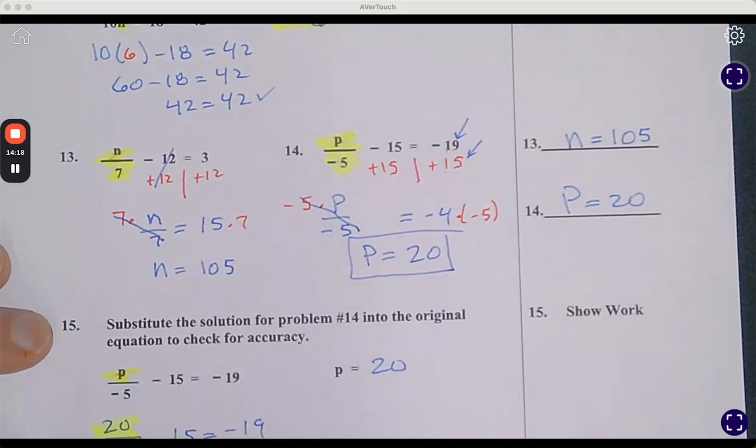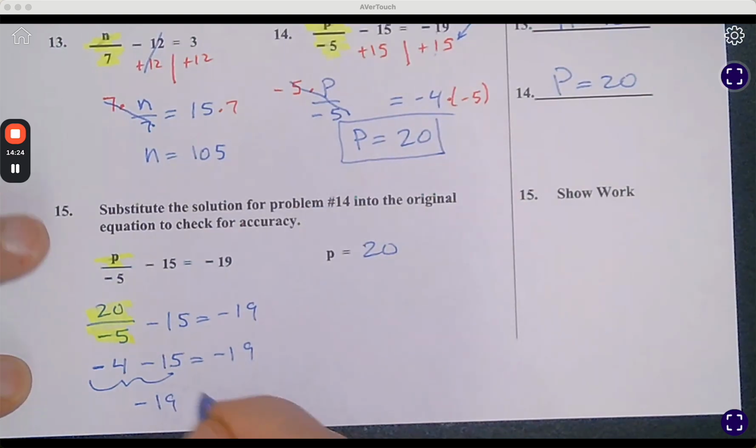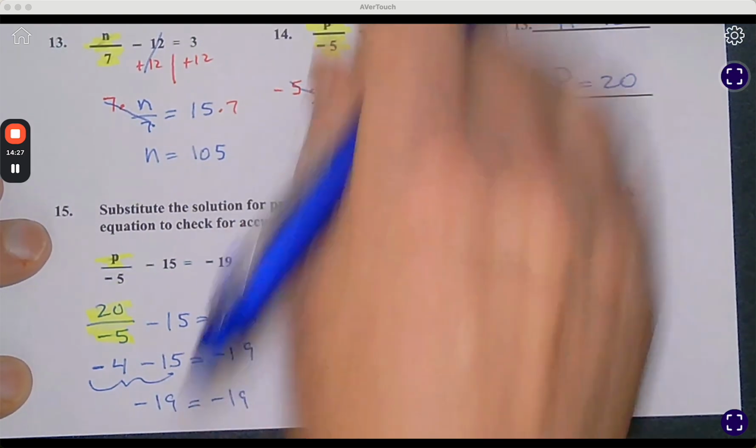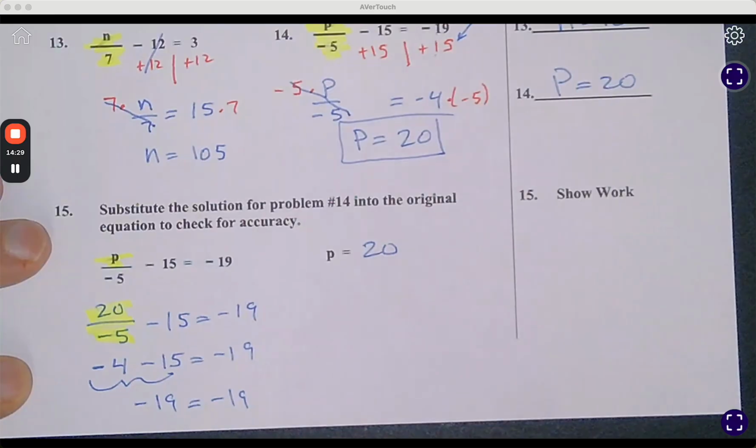You can combine these because they're like terms. They're constants. 4 negatives and 15 negatives is 19 negatives. Oh, I hate when I do that. All right, so that's true. So that means my answer works.